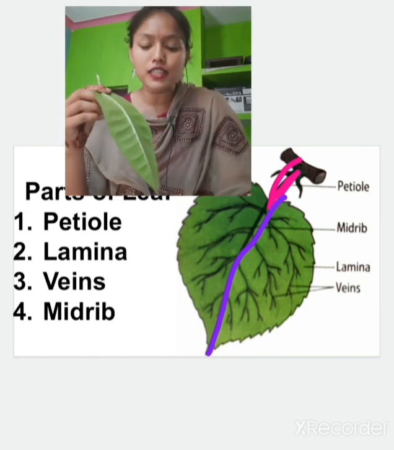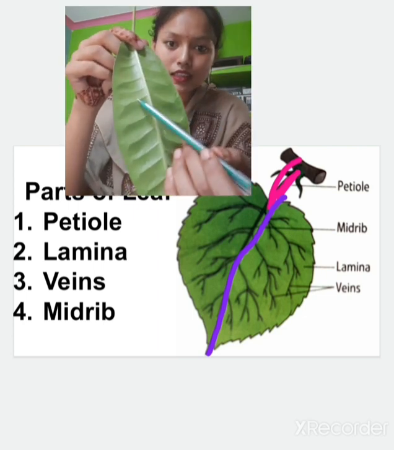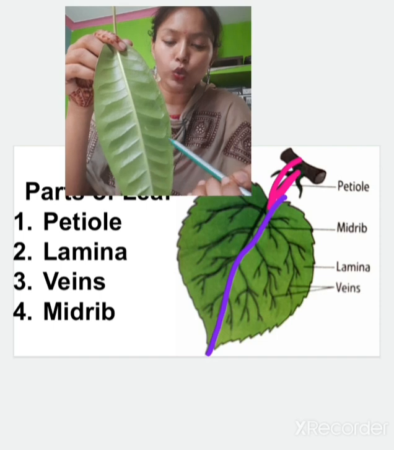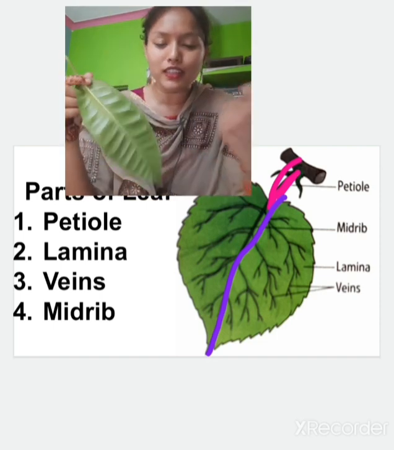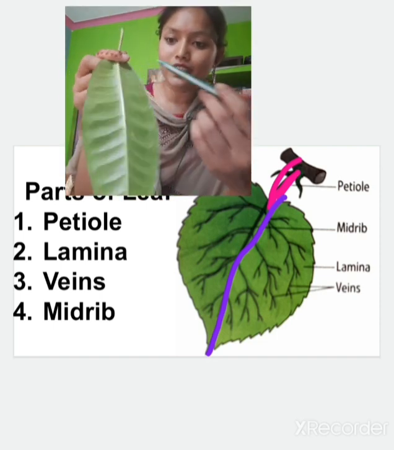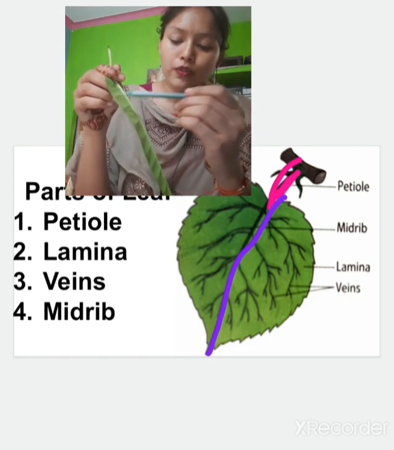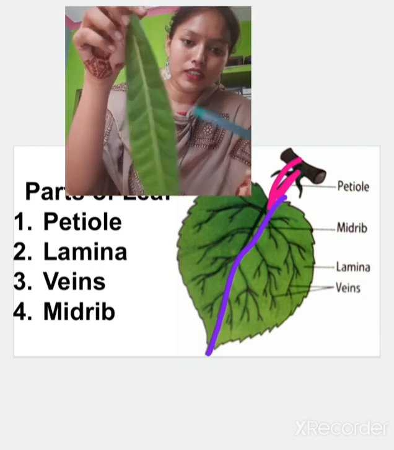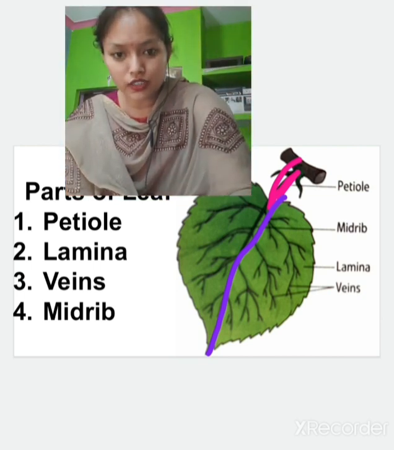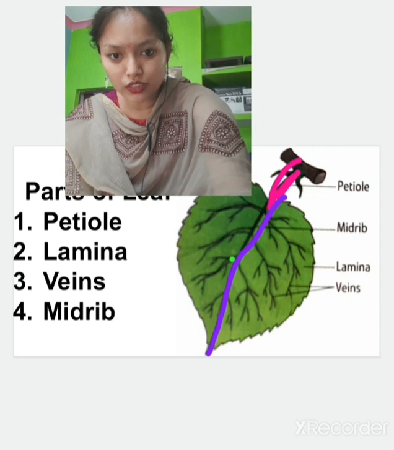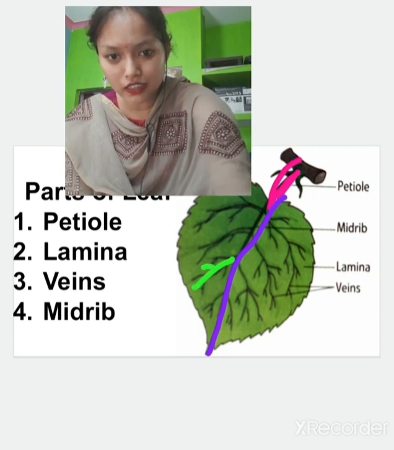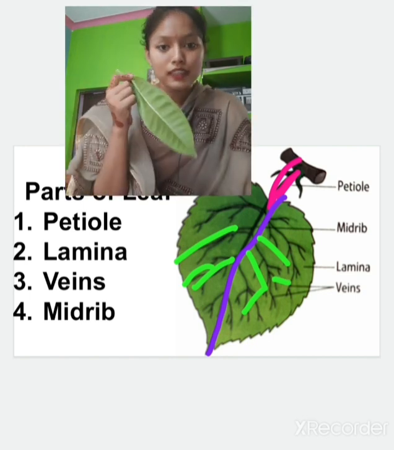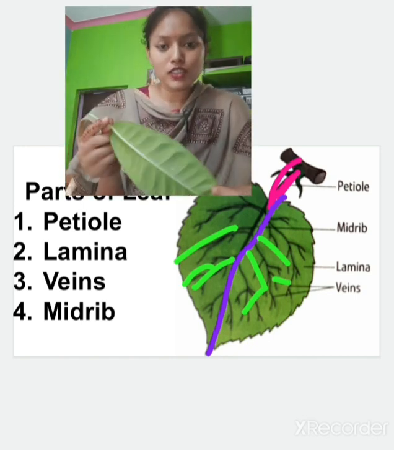Now what are veins? As you can see these lines here, can you see these lines? These lines are known as veins. As veins are present in our body also, similarly in a leaf, veins are clearly visible. As you can see in this one, veins are these. In the picture I'm showing them in red. These structures present on the leaves are known as veins. So this is all about the leaves.